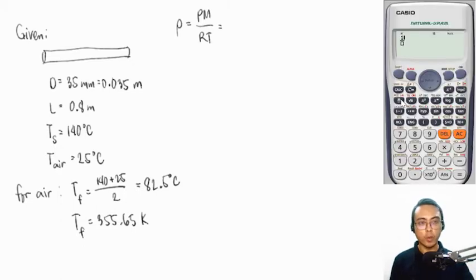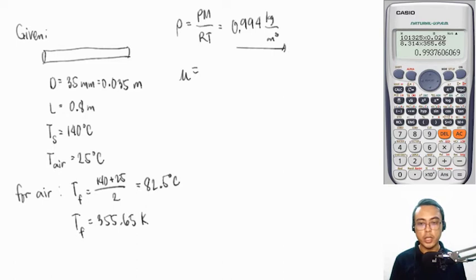We have 101325 pascals times the molecular weight of air, 0.029 kilograms per mole. R is 8.314 pascal cubic meter per mole per Kelvin, times the absolute temperature, that's the film temperature, 355.65 Kelvin. Our density is 0.994 kilograms per cubic meter.